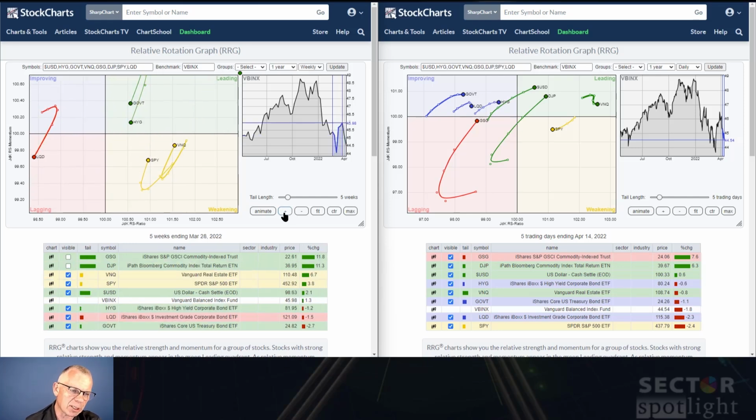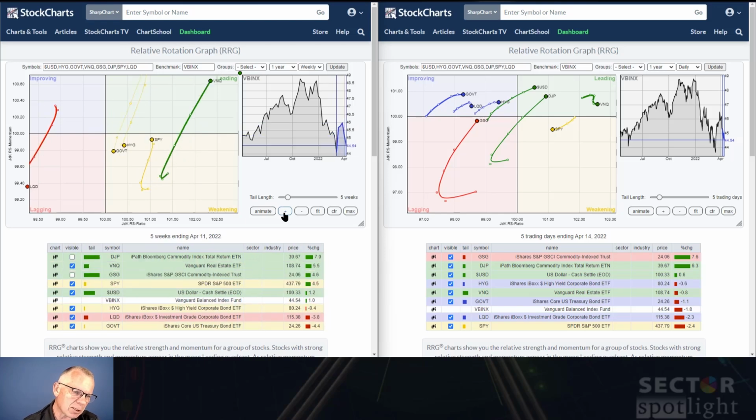We had that rotation back up, and now last week we see that it's starting to bend back to the left again. It's starting to lose our relative strength. The momentum is as good as flat. It's around 100, that means flat.